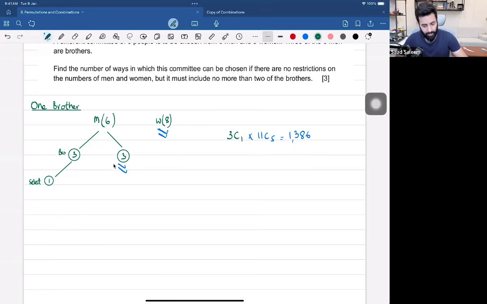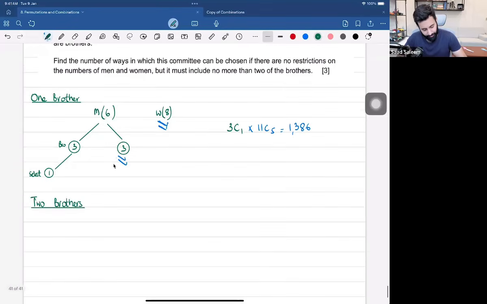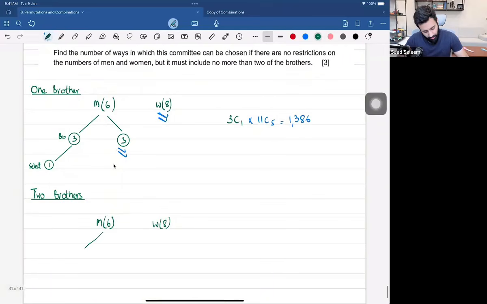Okay, judging by the silence, no questions. Now let's select 2 brothers. So once again, we have 6 men and 8 women. Amongst the 6 men, there are 3 brothers, and from these 3, we only have to select 2.